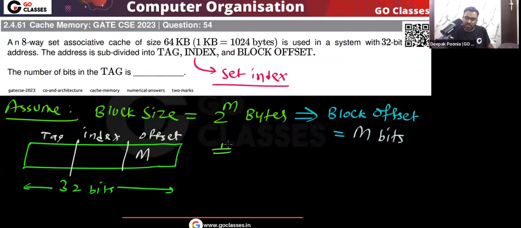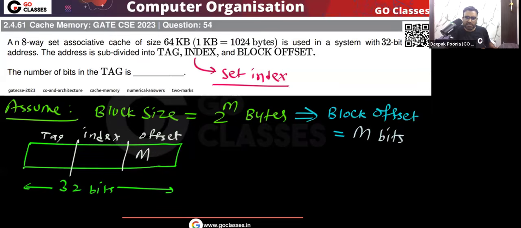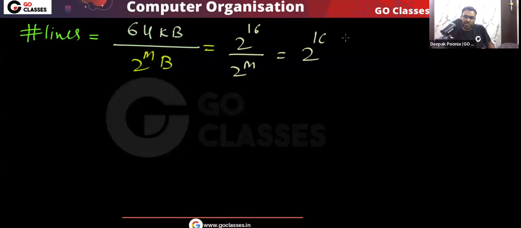So we need to find the number of sets in this set associative cache. First you find the number of lines in the cache memory. How do we find the number of lines? Cache size divided by the line size. The cache memory size is 64 KB, divided by the line size, that is 2 power m bytes. So from here you can see the bytes cancel, and it will be 2 power 16 divided by 2 power m, which is 2 power 16 minus m. This is the number of lines.